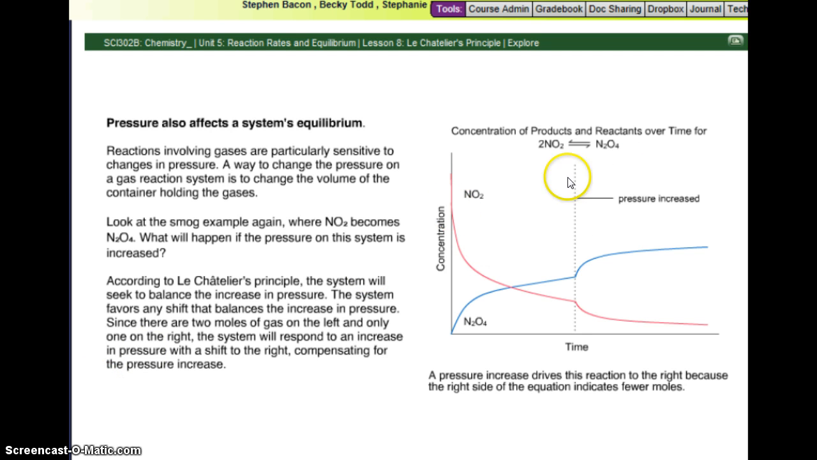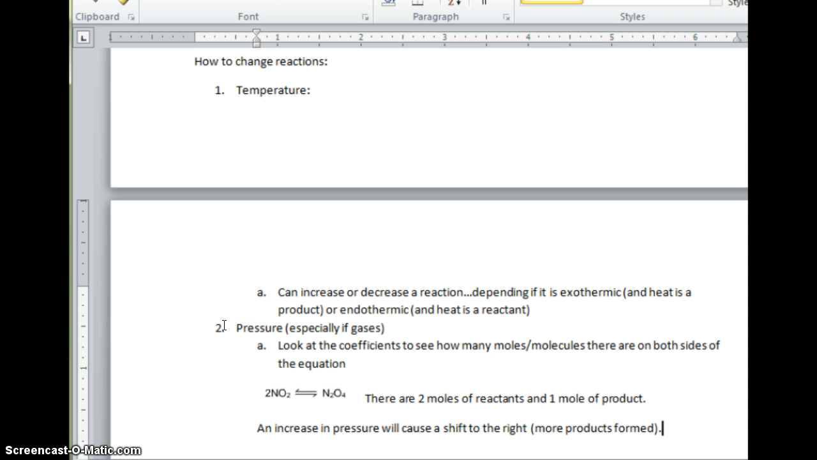So again, here's our pressure increase line. The reactants go down and continue to go down. The products go up and continue to go up. I added to the notes number 2, pressure, especially if gases. Look at the coefficients to see how many moles of molecules are on both sides of the equation. Here's our example. There are 2 moles of reactants and 1 mole of product. An increase in pressure will cause a shift to the right, or more products formed, because the reactants are being squished together. And we will continue in part 2 of the videos.